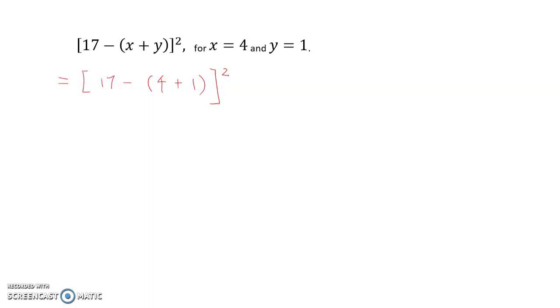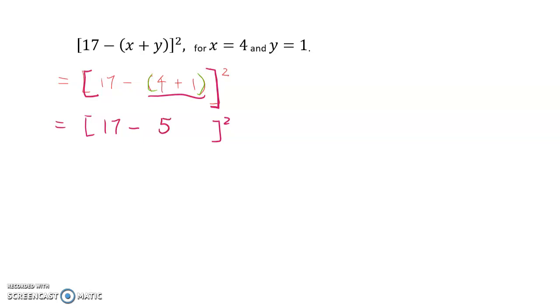So now we have two sets of grouping symbols. One is the inside one, which is the parentheses, and one is the outside one, which is the bracket. Remember we said earlier, when we see two sets of grouping symbols, we will work from the inside first. So the inside will be the parentheses. We keep the bracket as it is because it's not its time yet. We work on the parentheses first: 17 minus, we do 4 plus 1 because that's inside the inner set of parentheses. That's 5.